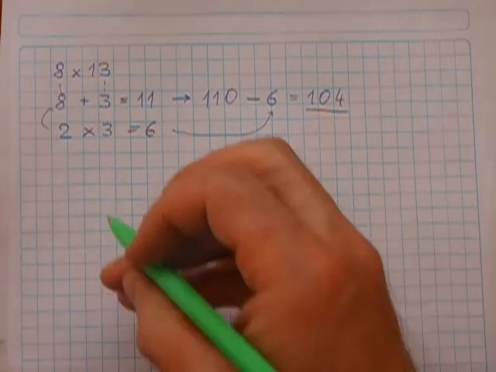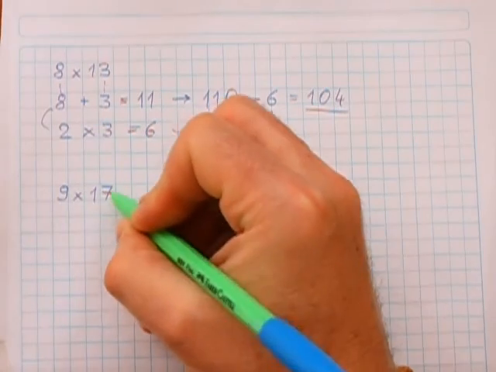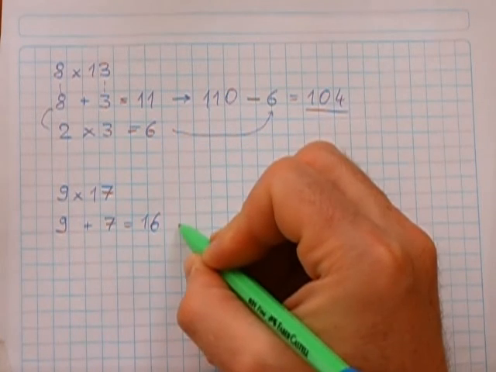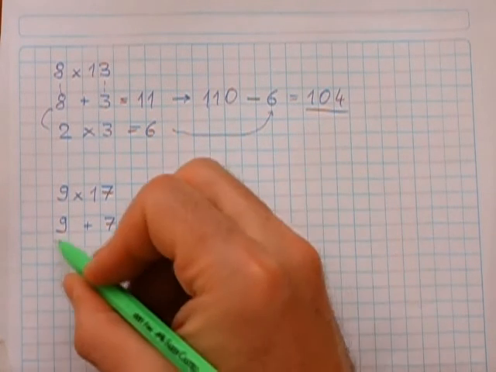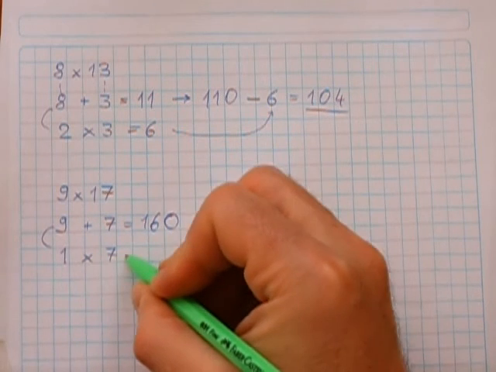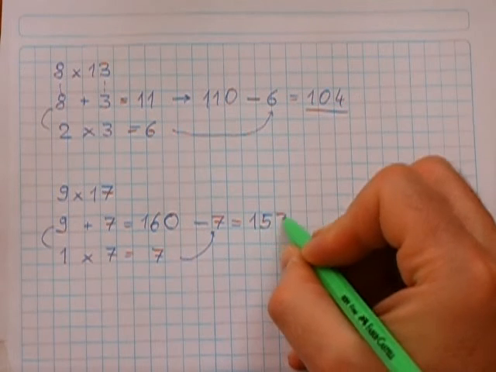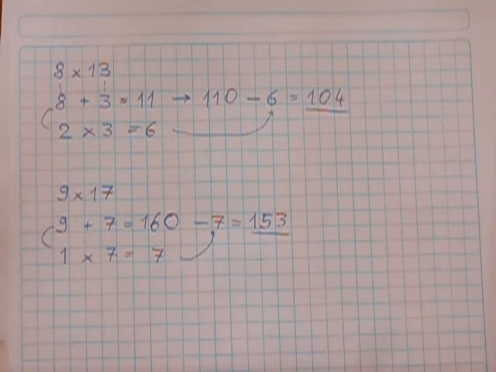Let's do another example. We multiply 9 times 17. 9 plus 7 is 16 tenths. We have 160. From 9 to 10 there is one step. 1 times 7 is 7. 160 minus 7 is 153.